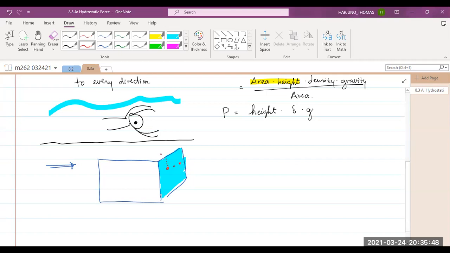Okay, so the wall is vertical, right? Now, the pressure at this point is different from the pressure at that point. But you may say, but Thomas, what does it have to do with the fact that the pressure goes in every direction? What I want to clear up is this: simply because the bottom of the pool is facing up doesn't mean that the pressure is only going down. No, the pressure is also going this way.